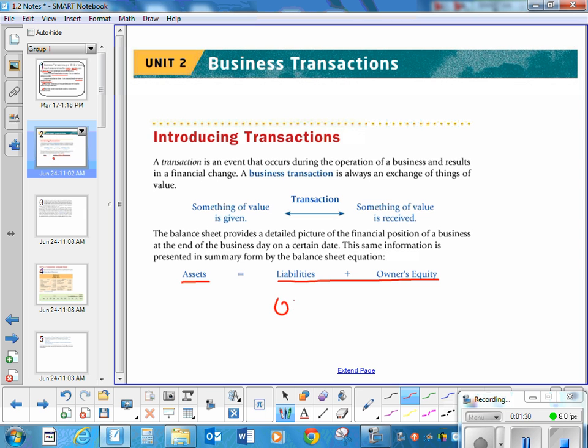Or another version that people like to use is assets minus liabilities equals owner's equity. So basically, what you own minus what you owe equals your owner's equity.